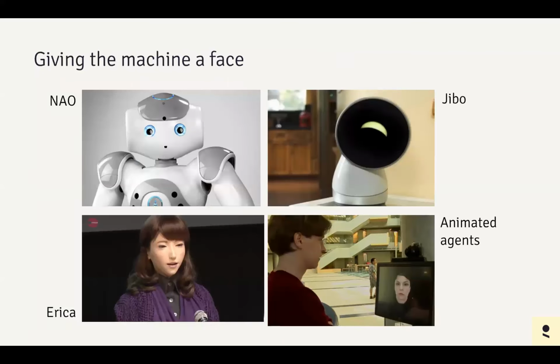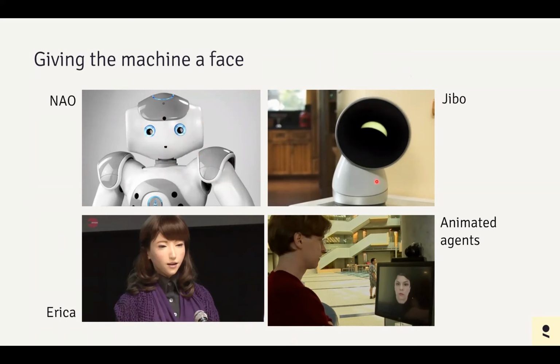So if we look at attempts to give machines a face, we can see different examples here. This is the Nao robot, and we can see this is quite a typical design of robot faces, and you can see it's very unexpressive. It doesn't have any lip movements and no facial expressions. You can to some extent see the gaze direction of the robot, but it's quite limited because you can't move the eyes independent of the head.